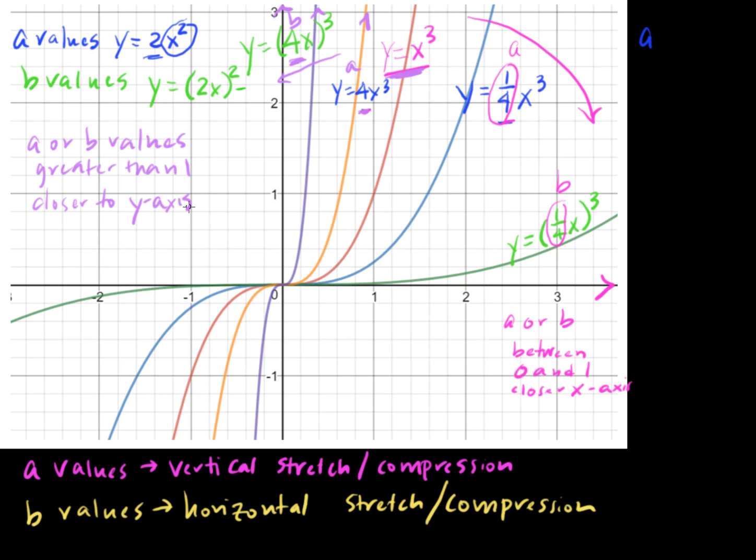Now we understood that much. Now we have to actually put a name to them. So let's first talk about a values. We're talking about vertical stretch or vertical compression.